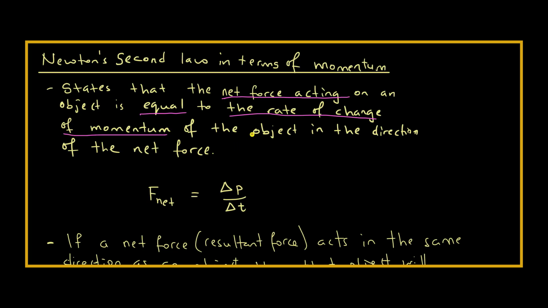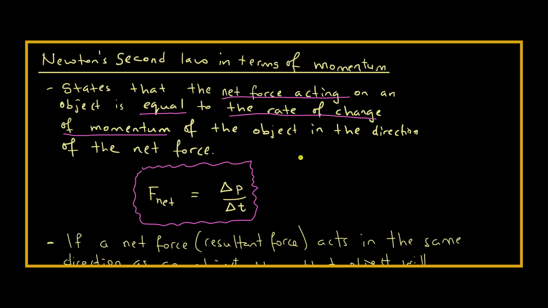Okay, the net force acting on an object is equal to the rate of change of momentum. Here's the relationship. F net stands for the net force, or the resultant force, and then delta P is our change in momentum, and delta T is the change in time.